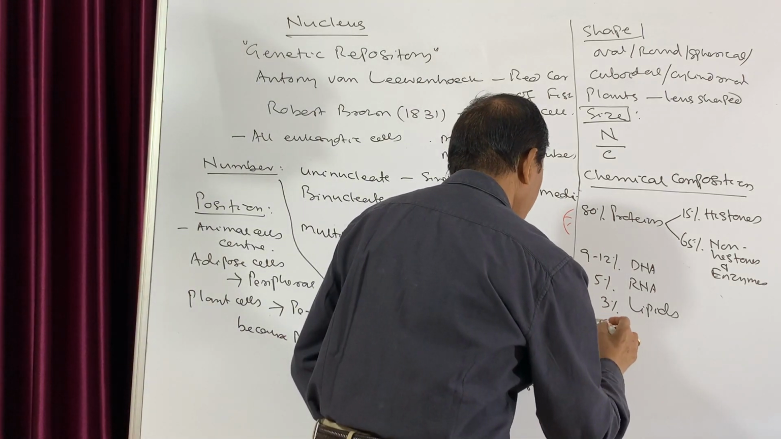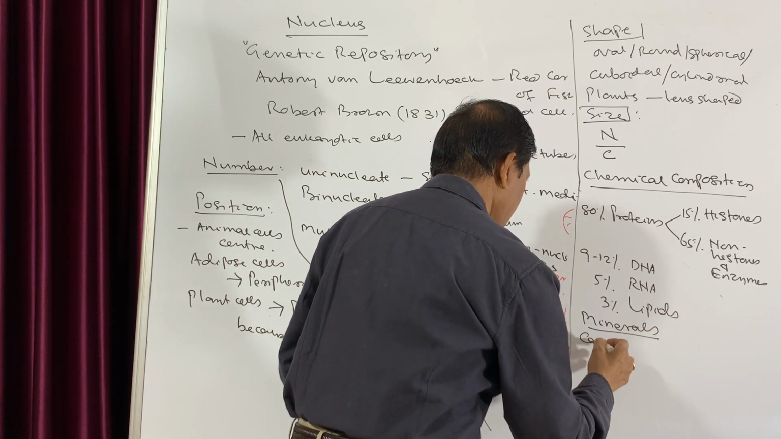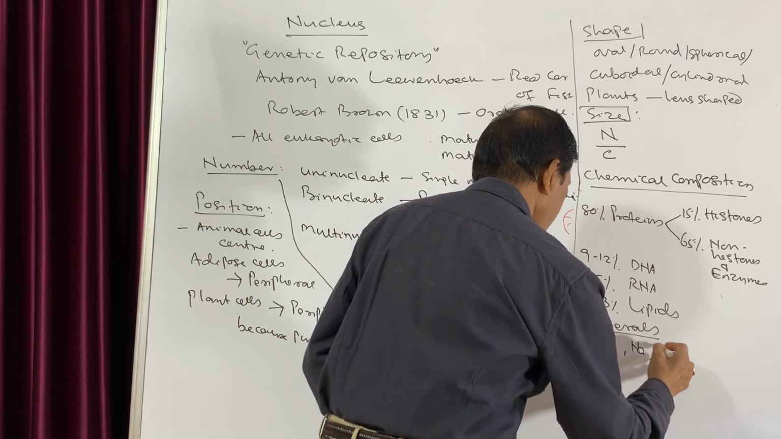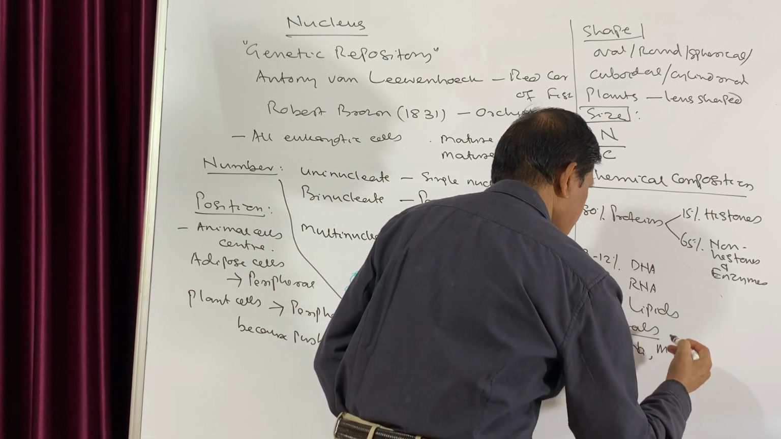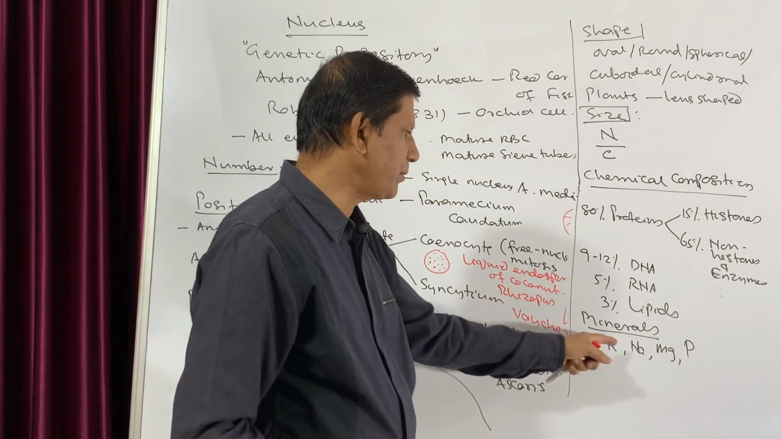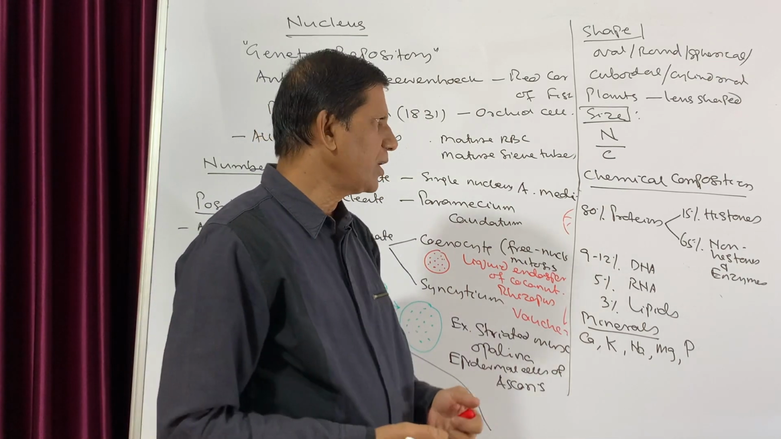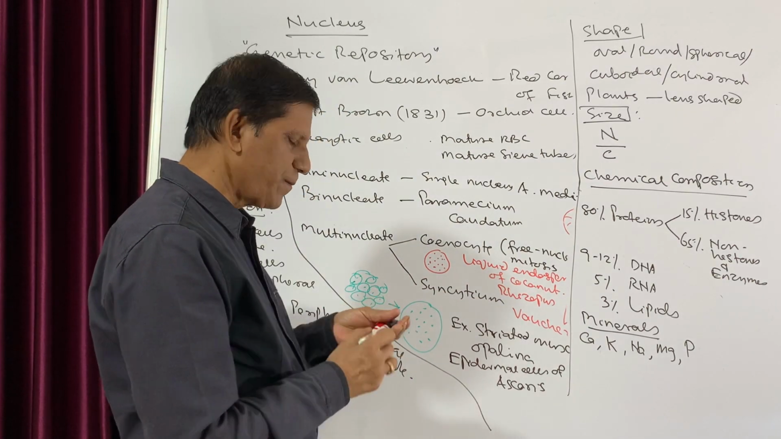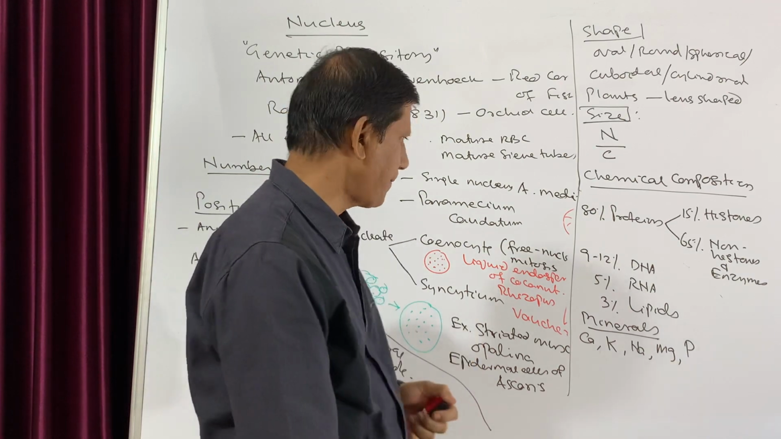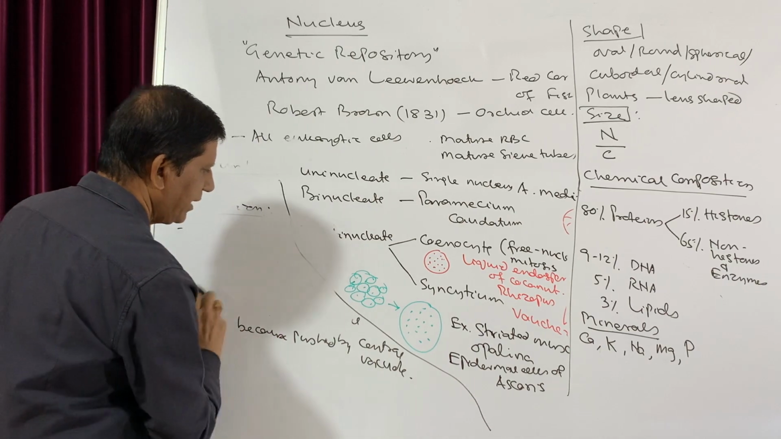The minerals are usually calcium, potassium, sodium, magnesium, phosphorus. All these are present in traces because they also play a very important role in the functioning of the nucleus. So these are the different aspects of the nucleus. Now let us start discussing the nuclear envelope, or the detailed structure of the nucleus.